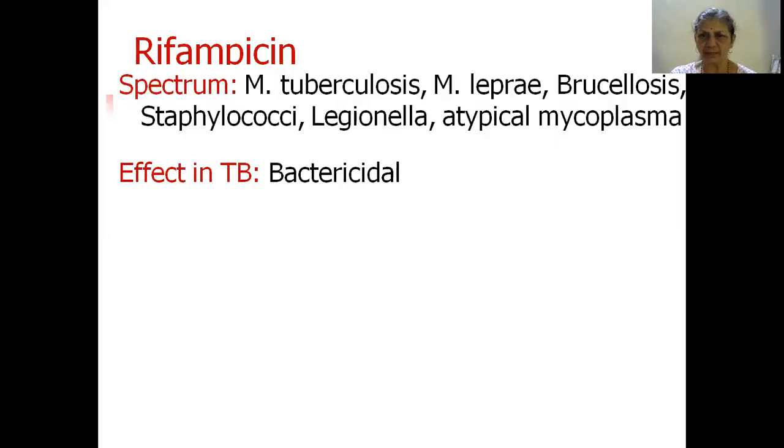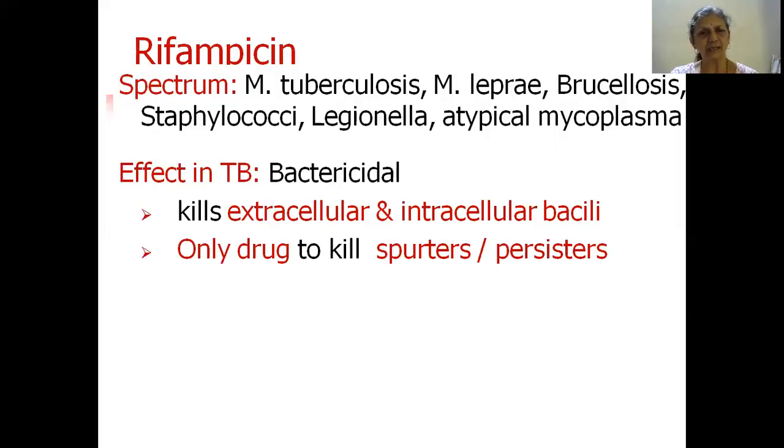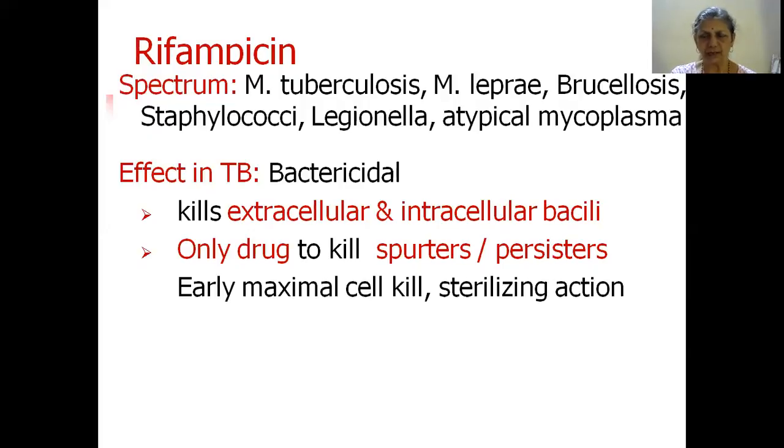Effect in tuberculosis is bactericidal, and it kills extracellular as well as intracellular bacilli. And importantly, we saw that it is the only drug amongst these first-line agents which can kill the spurters or persisters. And this is what has enabled us to reduce the duration of treatment, because these persisters, which start replicating slowly at a later time, can result in relapse. So early maximum cell kill is possible and rapid sterilizing action is possible because it has action on these three subpopulations of the tubercle bacilli.